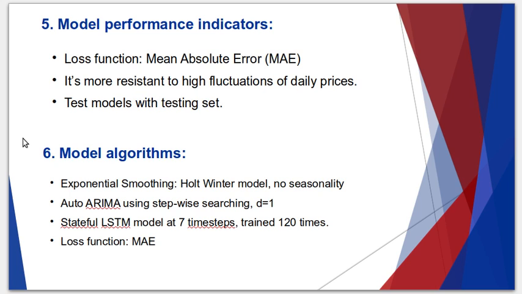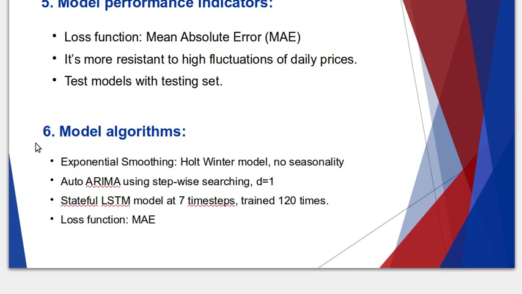Model algorithms. We use the Holt-Winters model with no seasonality for the exponential smoothing model. We use auto ARIMA with stepwise searching and differencing order d equals 1 to search for the best ARIMA model. For the stateful LSTM model, we use 7 time steps and train the model 120 epochs. For the loss function, again, we use mean absolute error.